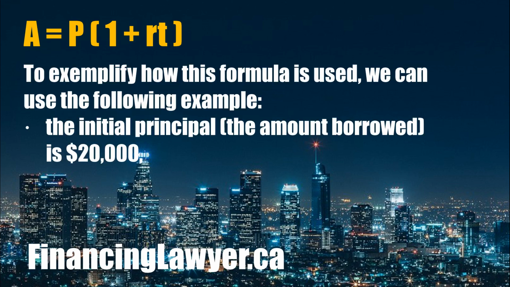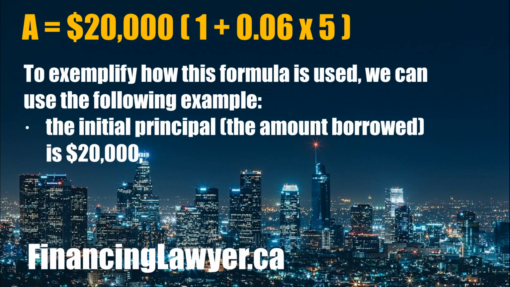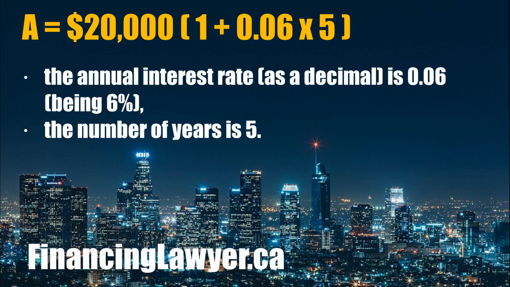To exemplify how this formula is used, we can use the following example. The initial principal, the amount borrowed, is $20,000. The annual interest rate as a decimal is 0.06, being 6%. The number of years is 5.